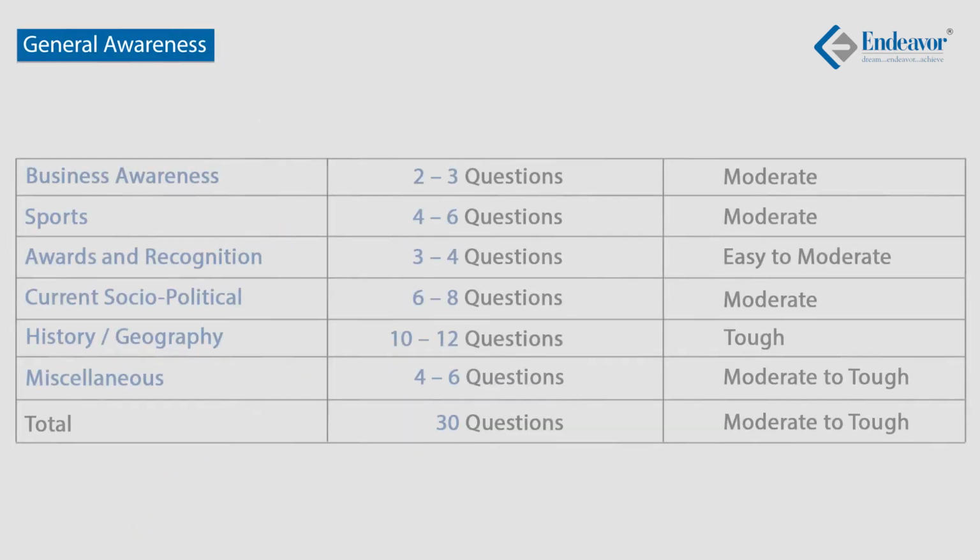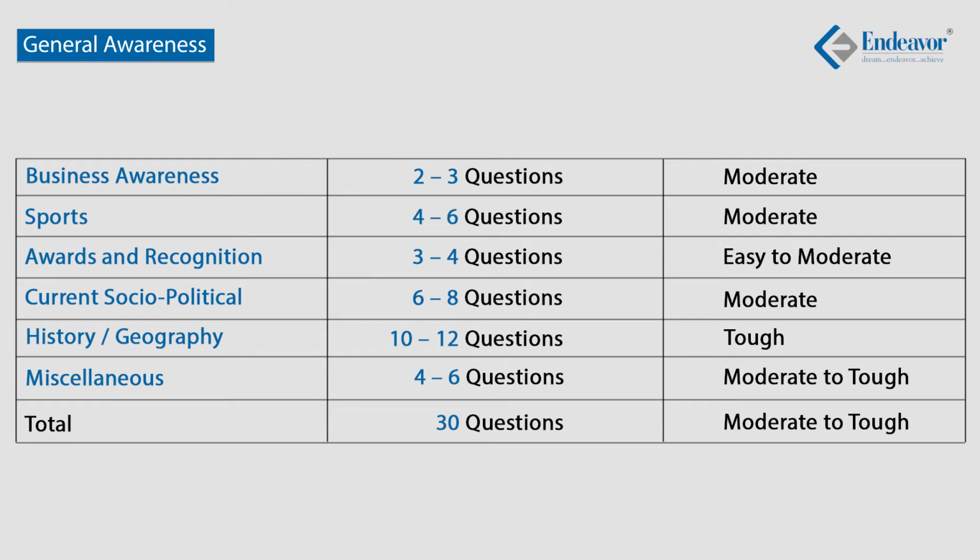the breakup of the general awareness section was like you had around 10 to 12 questions on business, companies, economics and latest updates on businesses or who's who of businesses, around 5 to 6 questions on sports, around 5 to 6 questions on international affairs.